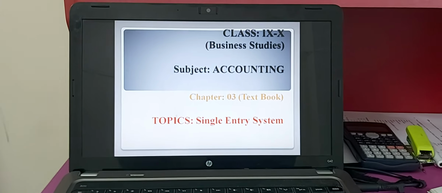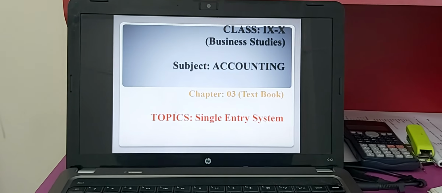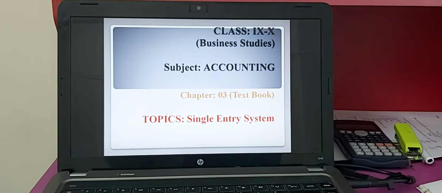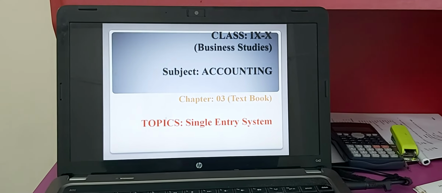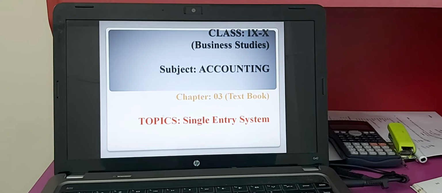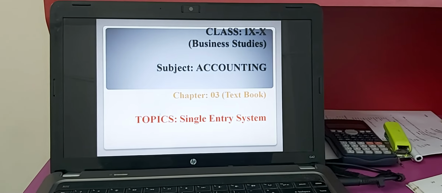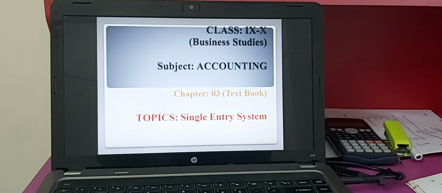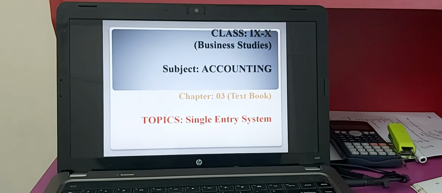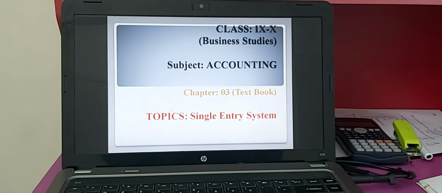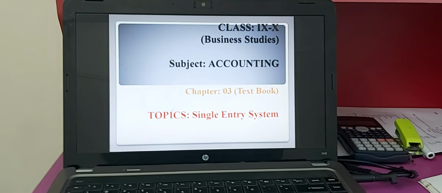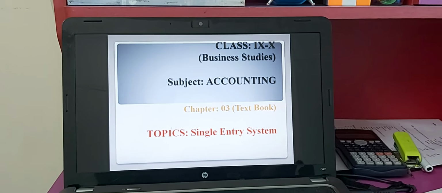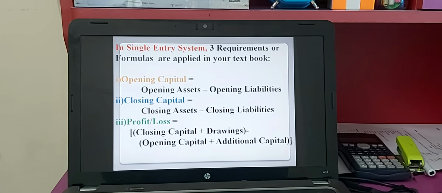Basically, it's not a perfect system in the recording procedure of accounting, but in your textbook, single entry system creative questions are available, so you have to prepare it and solve it. But how to solve the questions of single entry system? You can go to my next slide.